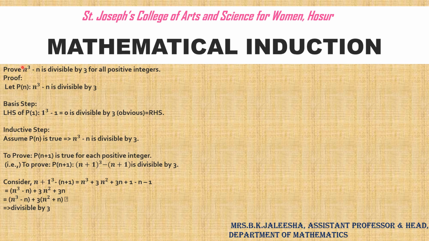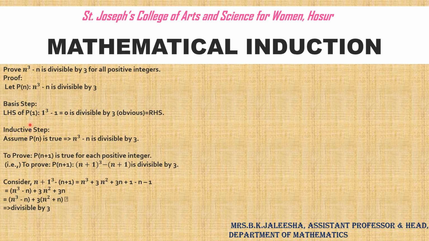Similarly, the next problem is we need to prove n cube minus n is divisible by 3 for all positive integers. So here again, P of n is taken as the given statement. What is the LHS? n cube minus n. And actually, we need to show here the right hand side as this value. The answer of n cube minus n should be divisible by 3. Divisible by 3 means what is the concept? Our answer should be a multiple of 3.